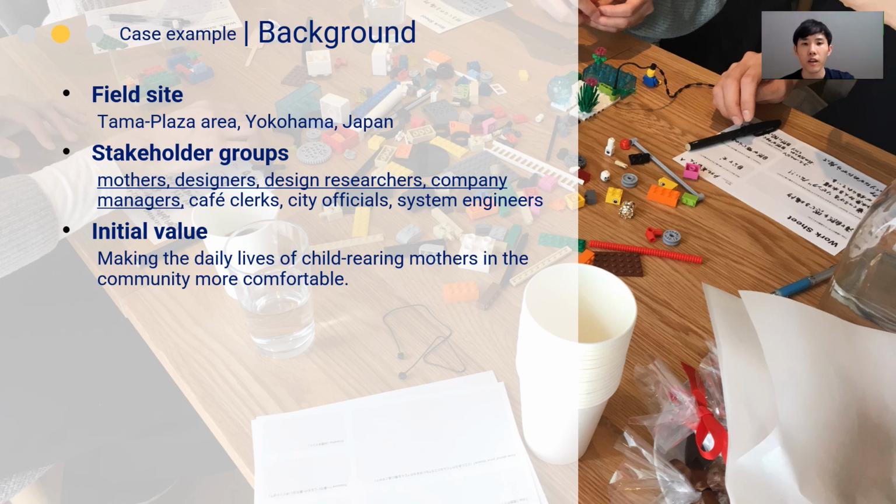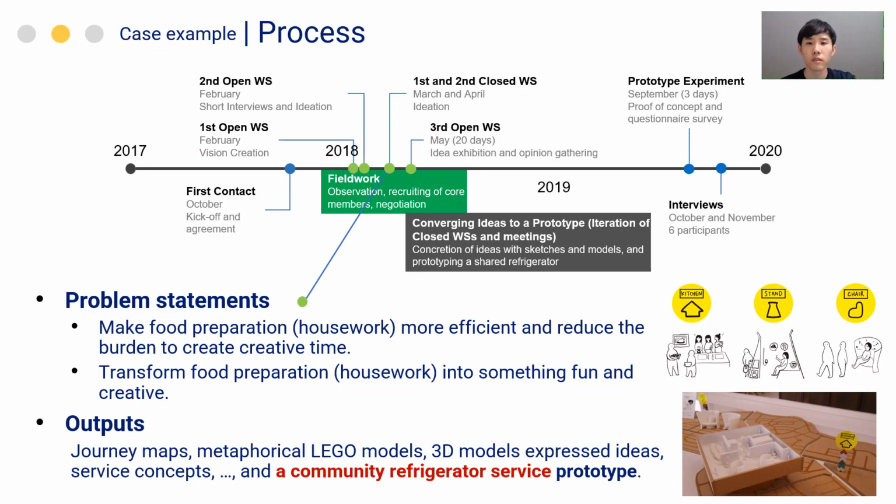Based on this concept, I introduce a design project. This project was initiated in Japan to make daily lives of child-rearing mothers more comfortable. Through a series of divergent and convergent discussions, the project repeatedly reformulated the problem statement. Finally, they converged on two problem statements. One is to make food preparation more efficient and reduce the burden to create creative time, and the other is to transform food preparation into something fun and creative. The ideation and prototyping then converged on a solution: a community refrigerator service.